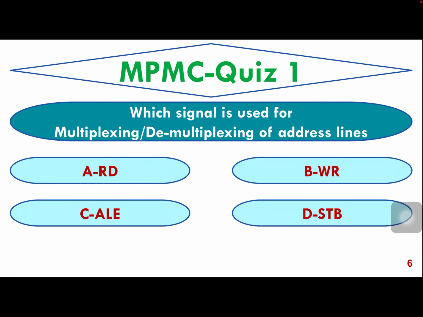Which signal is used for multiplexing or demultiplexing of address lines? A. Read RD, B. Write WR, C. Address latch enable ALE, D. Strobe STB. The correct answer is C. Address latch enable.